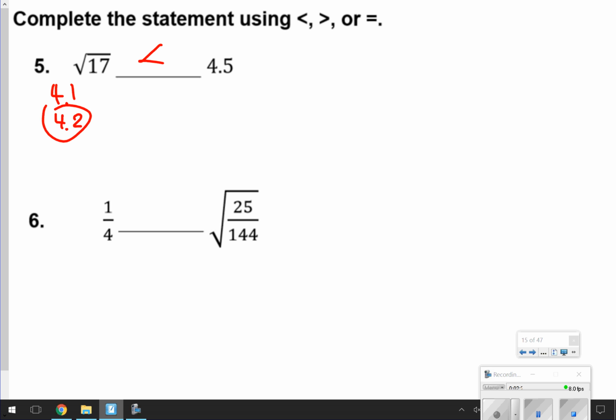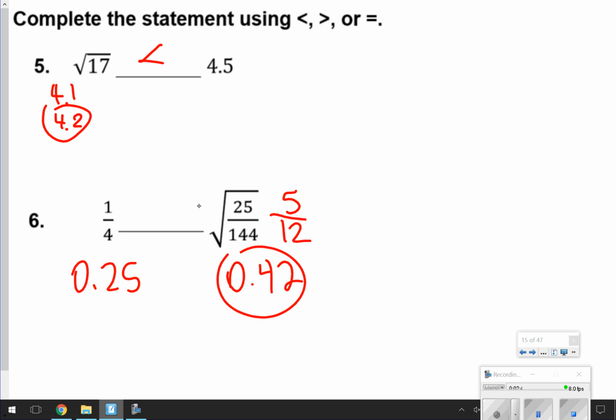This one over here, we've got the square root of 25/144, so that's 5/12. Notice how 5/12 is really, really close to 1/2. And if you change that to a decimal, it'll give you like 0.42 maybe. 1/4, that might not be right, so just go back and double check if needed. 1/4 is 0.25, so notice again, this decimal is larger, so we're going to use the less than symbol here, stating that the square root of 25/144 is actually the biggest one.